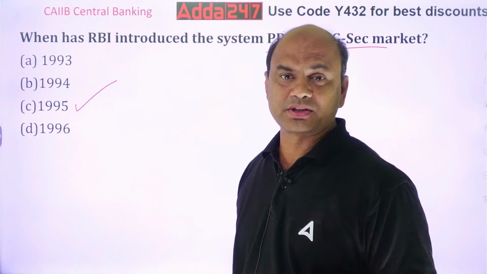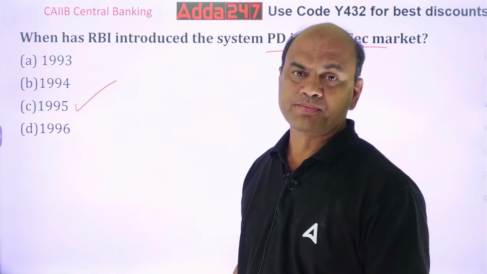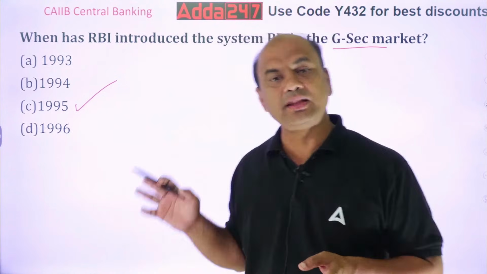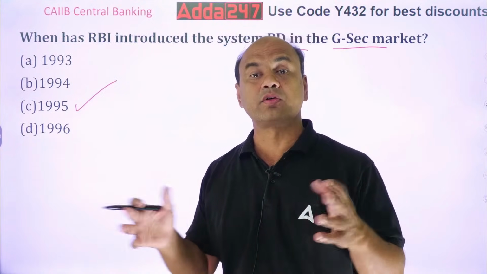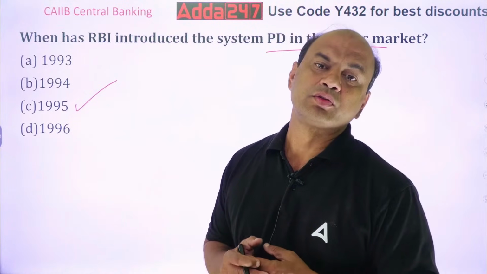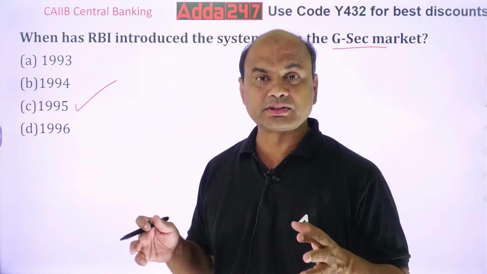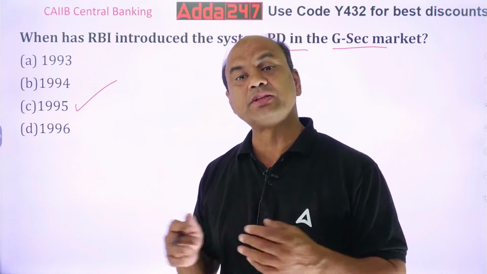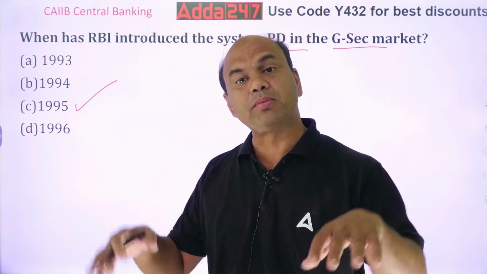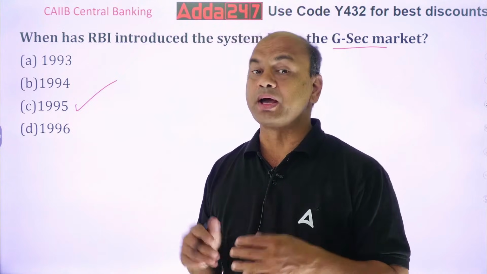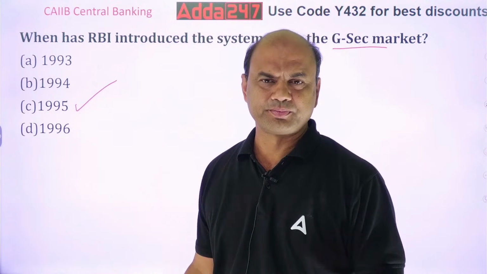Why did RBI introduce it? Anyone? Any idea? Because see this, in 1991, we opened the economy, right? That Narasimha Rao government, we opened the economy. So in that case, huge funds were required. Now these funds, how will government get the funds? They will sell the securities. So for selling the securities, there needs to be a buyer. Now buyer, who is the buyer? Banks, financial institutions, mainly these two.